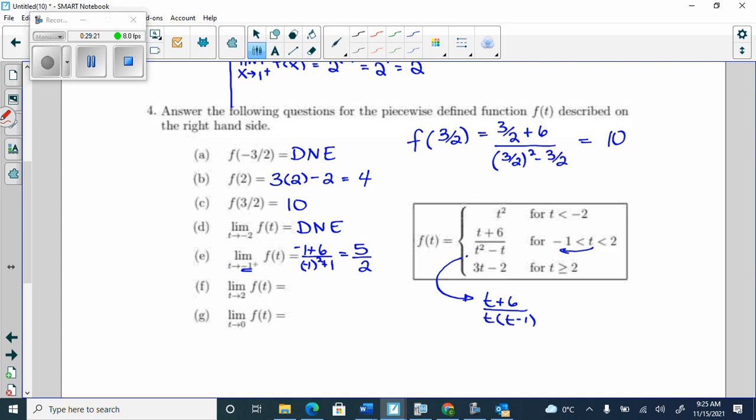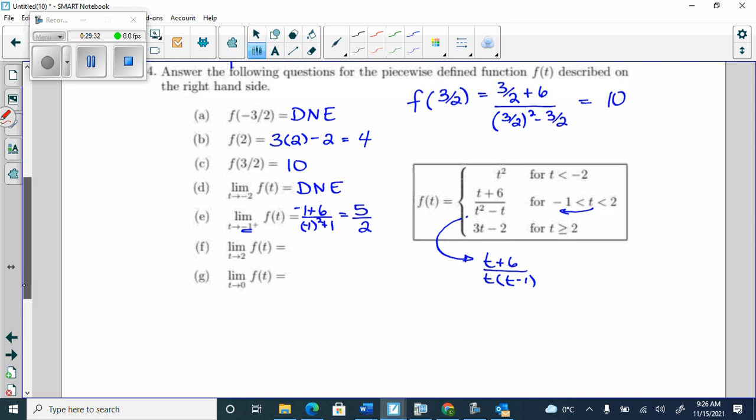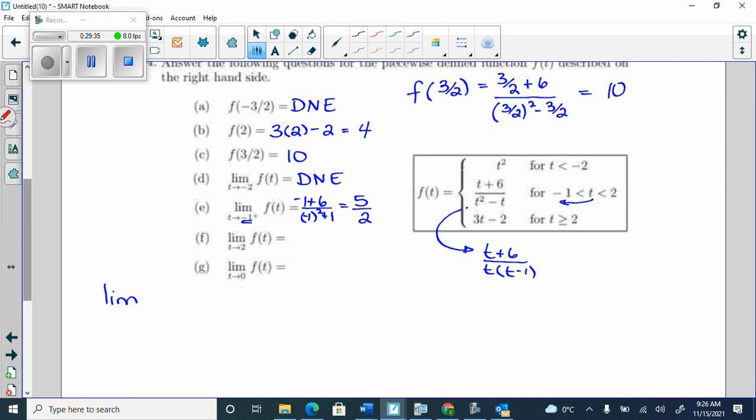Now, as t approaches 2, we actually have to fill it into the middle and the bottom and see if they match. So I have to do the limit as t approaches 2 from the left of f of x, which means I have to fill it into the less than 2 formula, which is the middle. So I'm going to get 2 plus 6 over 2 squared minus 1, which is 8 over 4... 8 over 2, which is 4.